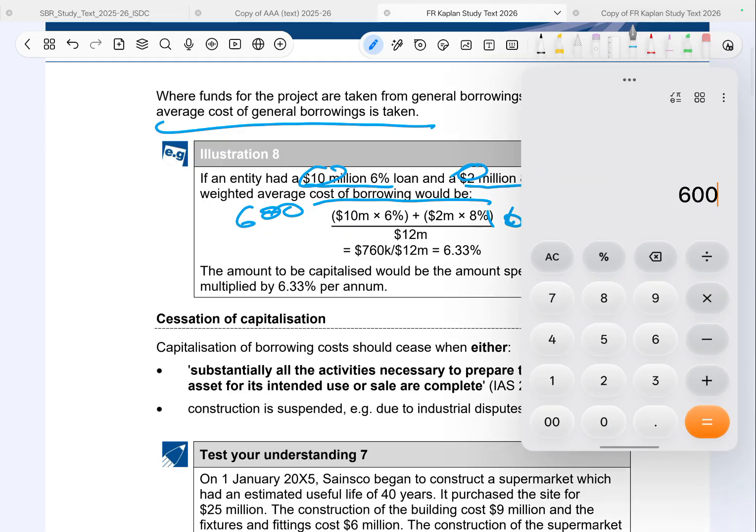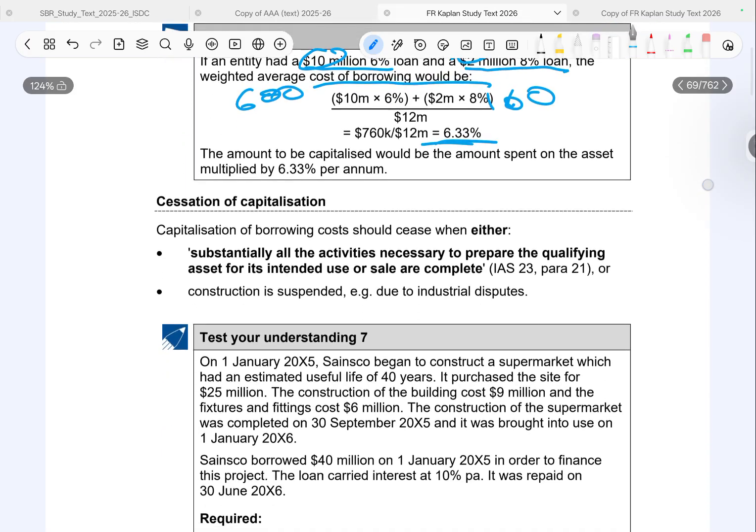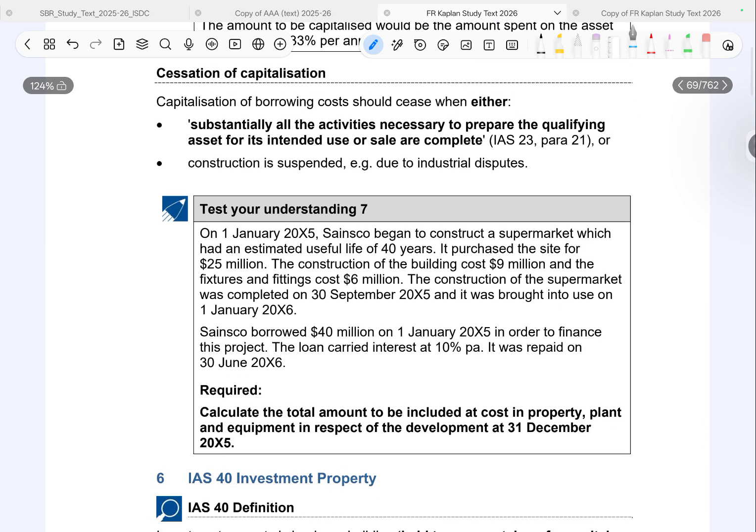600 plus 160 divided by 12,000%, which gives us 6.33%. This is the weighted average cost of borrowing we'll take to solve the sums. Now, when do we cease capitalization?